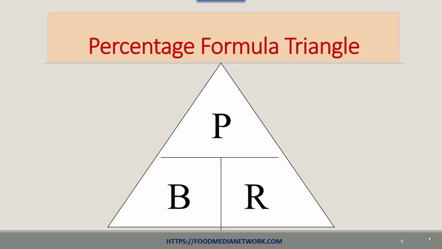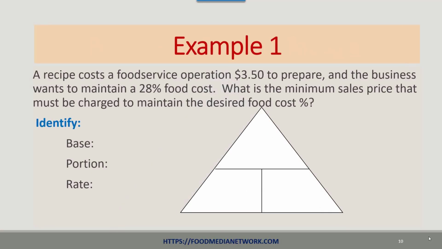So in review, the three parts are easily understood when represented as a triangle, the PBR: the base or the whole, the part or the portion, and the rate or the percentage. So let's do a couple of examples to see it in action.